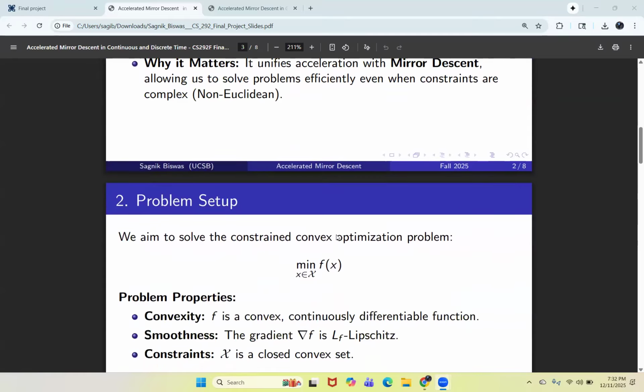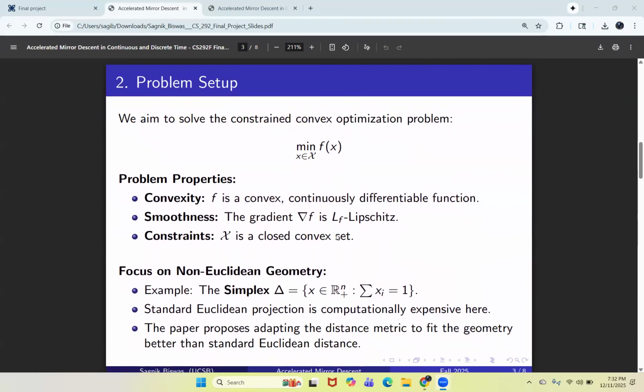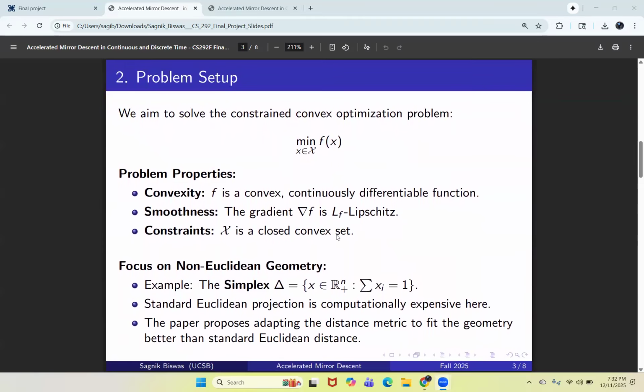So we can go ahead and look at the problem setup here. We are solving the standard constrained convex optimization problem, which is minimizing a convex function f of x over a closed convex set X. We assume the function is smooth, meaning the gradient is Lipschitz continuous. However, the key distinction here is the geometry of the constraint set X. In class, we often looked at Euclidean constraints like a ball or a box, but this paper focuses on cases where the geometry may be non-Euclidean.